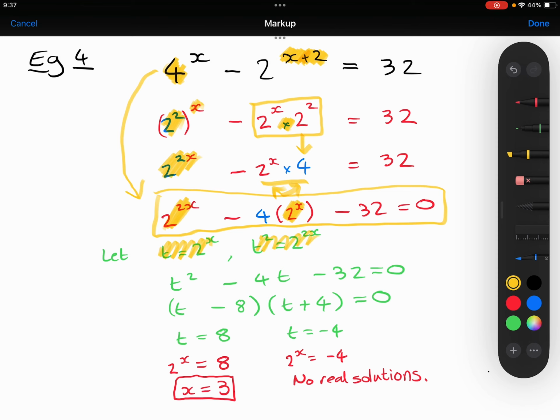The only extra thing I should probably point out here is that one of those solutions I ended up saying that 2 to the power x is negative 4, which is not possible. You can't do 2 to the power of a number and get a negative answer. So I'm not going to include that as part of my answer. The only answer to this equation is 3. And like I say, do double check that. Substitute 3 back: 4 cubed minus 2 to the power of 5. Yes, that does equal 32, so that is a valid solution.